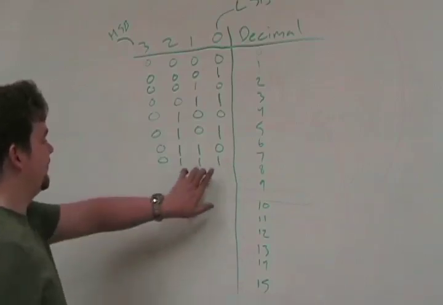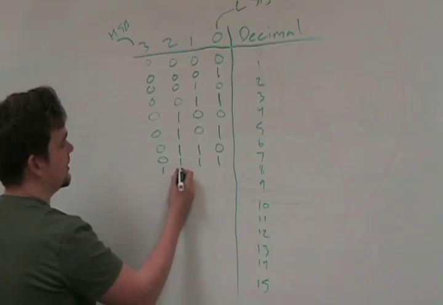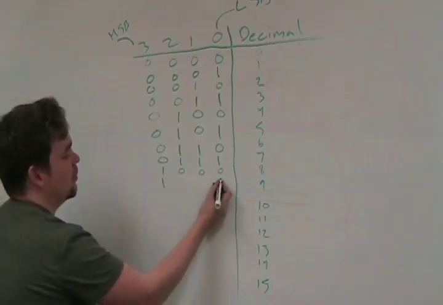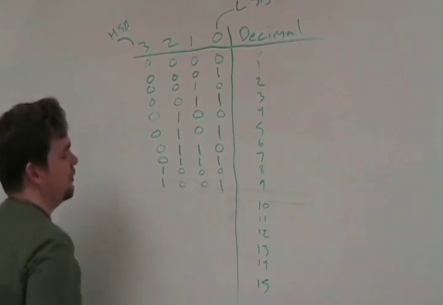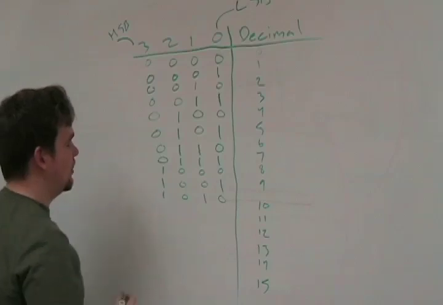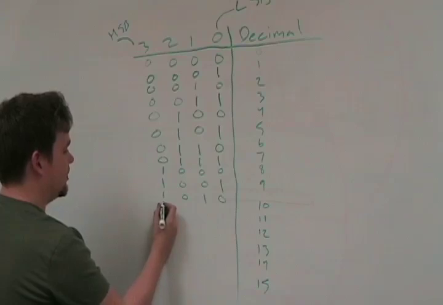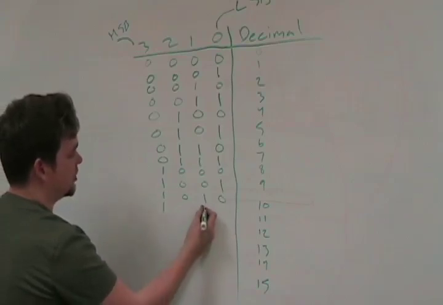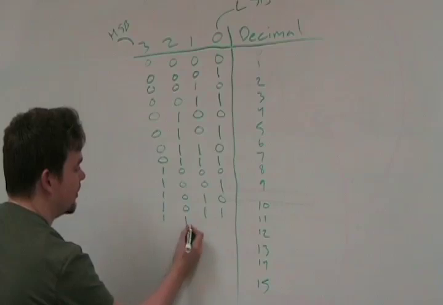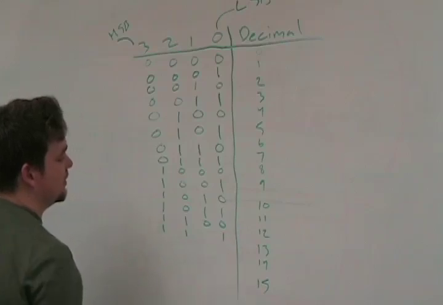Now when we get to 8, we cancel all 3 of those numbers out, so we get 1 here and 0, 0, 0. When we want 9, 8 plus 1 equals 9. When we want 10, 8 plus 2 equals 10. When we want 11, 8 plus 2 plus 1 equals 11. When we want 12, 8 plus 4 equals 12. We want 13, 8 plus 4 plus 1 equals 13.